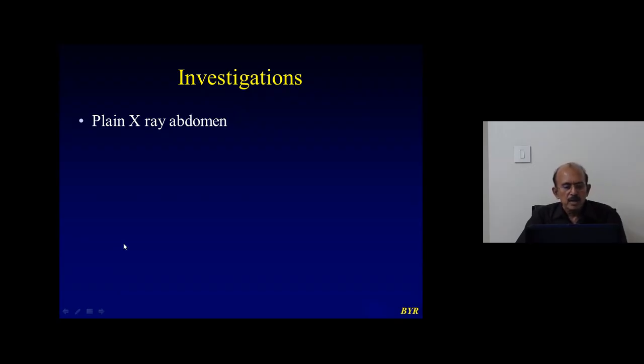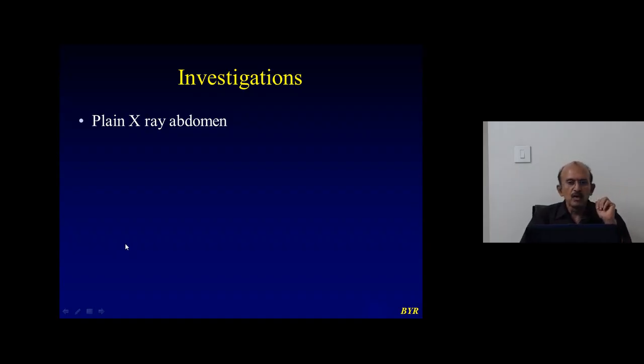Then, if the ultrasound scan is doubtful, or the patient is obese and you are not able to get the information properly, you have to go for CT scan. Then you must do serum amylase estimation. So these are the investigations which you must do in every case of acute pain abdomen: urine for microscopy, plain X-ray abdomen, ultrasound scan, CT scan in relevant cases, and serum amylase estimation.